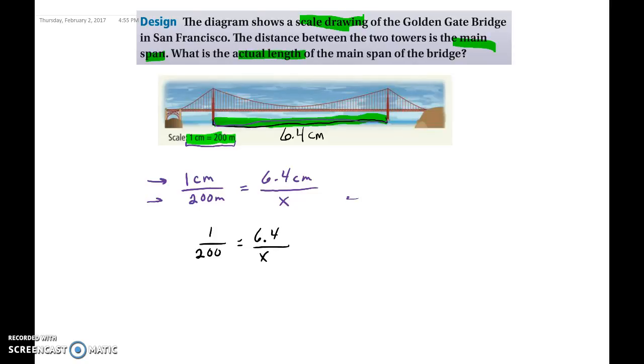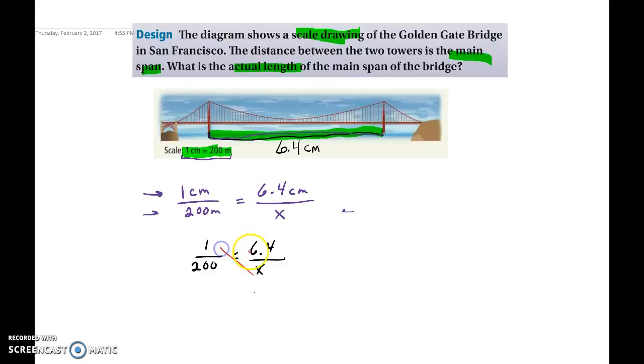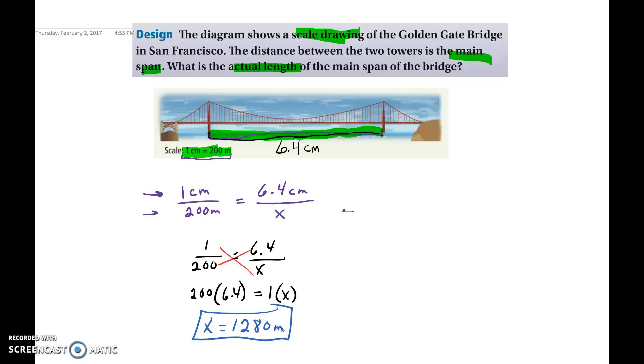Then we will use our cross multiply. So 200 times 6.4 is equal to 1 times x. So x is equal to 1,280, and then make sure you add your units of meters at the end. Since this is a scale drawing, the actual distance of the main span is 1,280 meters. And that is it for this video and for this section.